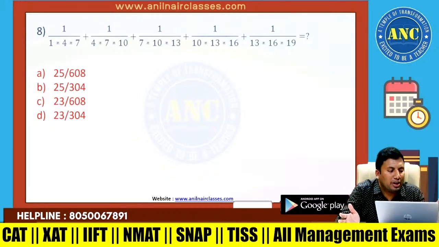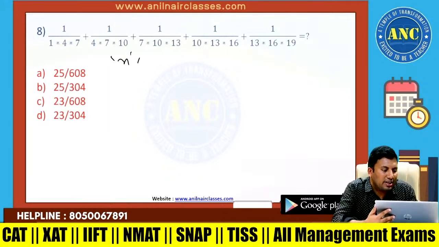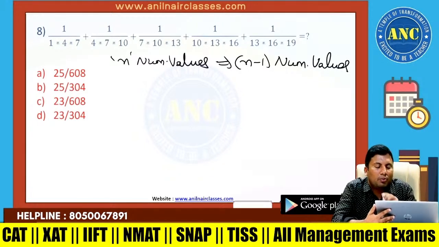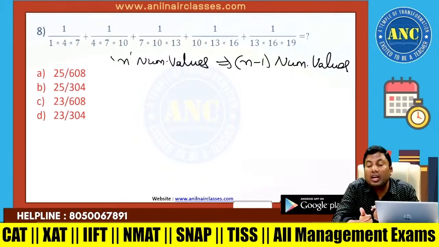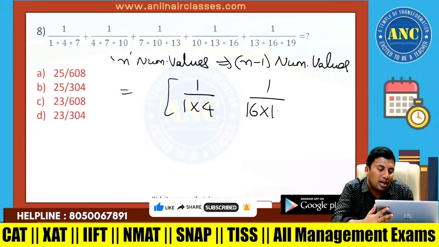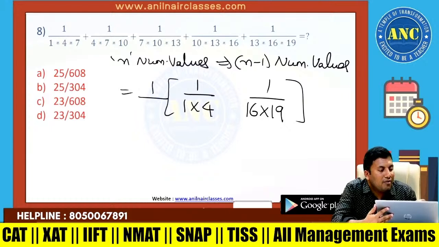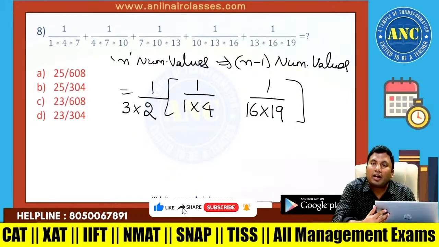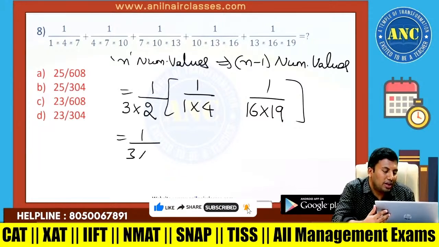1 by 1 into 4 into 7, 1 by 4 into 7 into 10 and so on. What is the concept that we discussed? N numerical values should be condensed to n minus 1 numerical values. N numerical values will be condensed to n minus 1 numerical values. 3 numerical values are there. Write the first 2 numerical values and write the last 2 numerical values. What is the common difference between consecutive terms? 3. 3 numerical values will become 2. So 1 by 3 into 2.